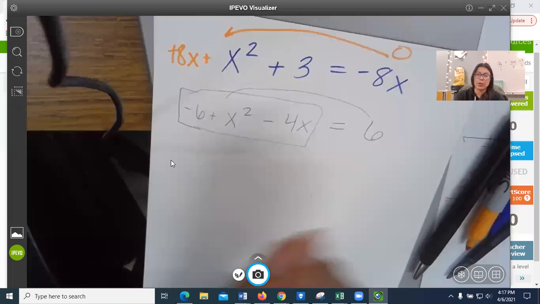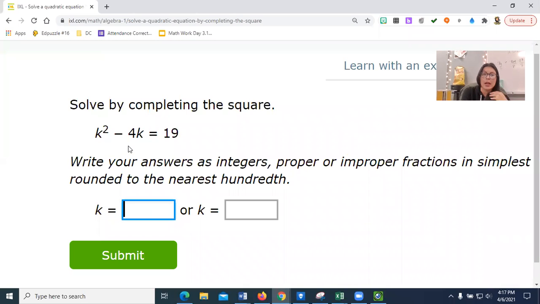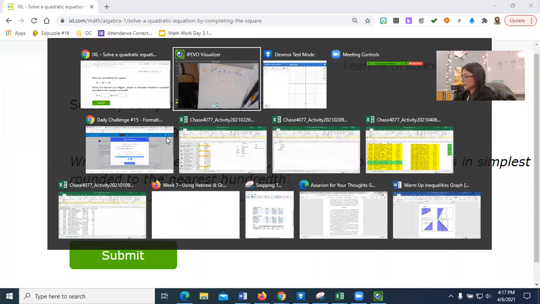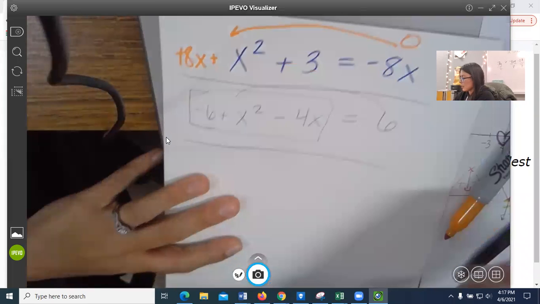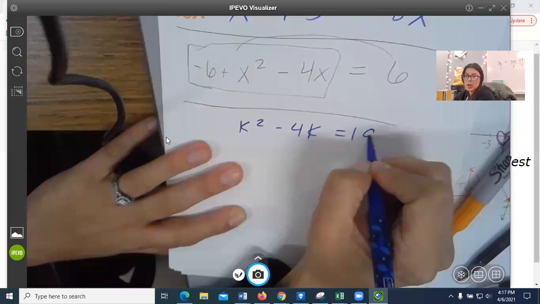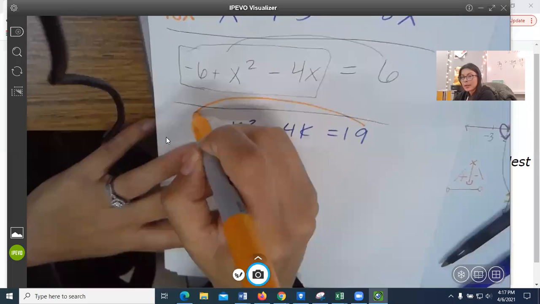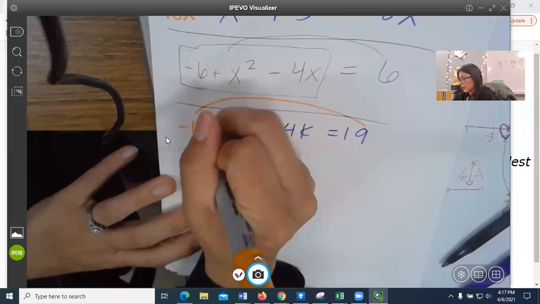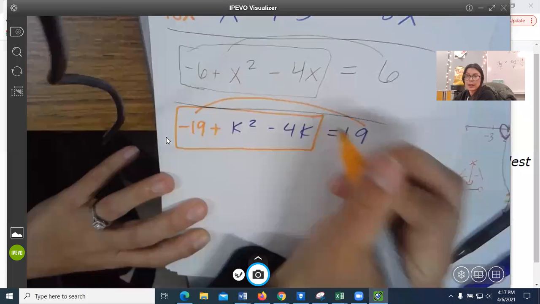Okay, so let me show you this example. If you look at this one, and they use K, it doesn't matter. The 19 is here, and that needs to move over to the other side. So what I'm going to do, it was K squared minus 4K equals 19. So that needs to equal 0. So I need to move the 19. It's a positive 19, so when you move it, it's going to be a negative 19. Okay, and this is what I'm going to graph in my graphing calculator.